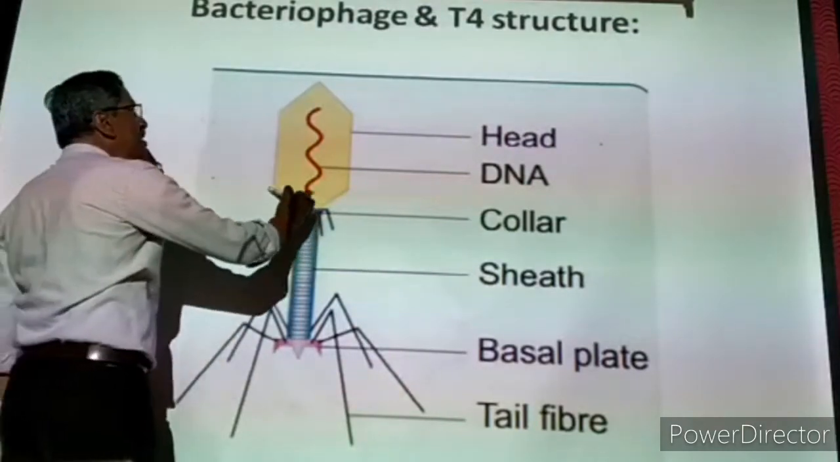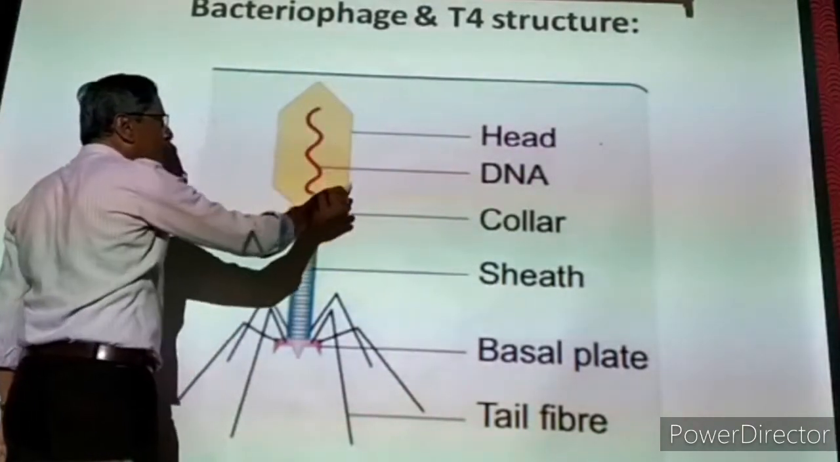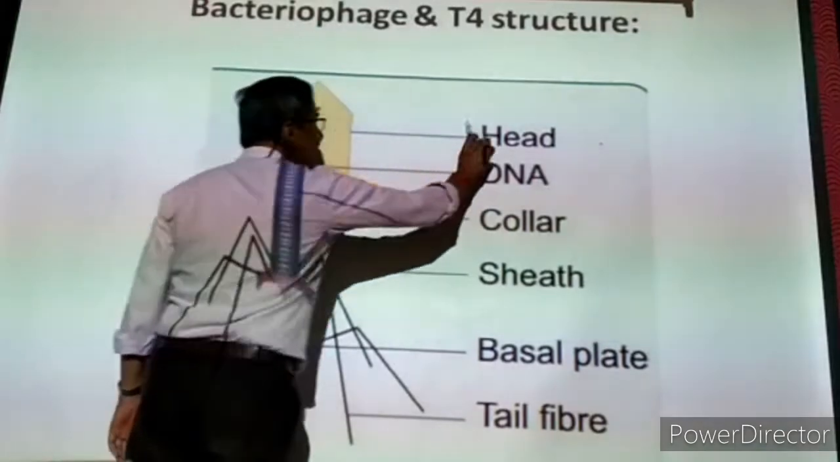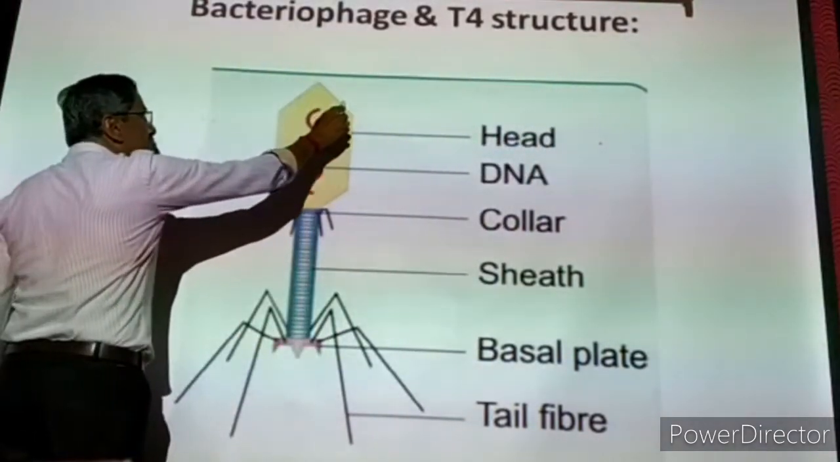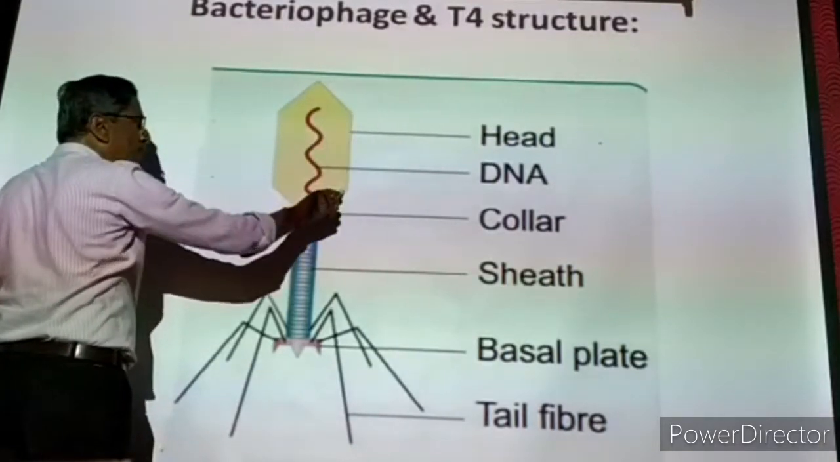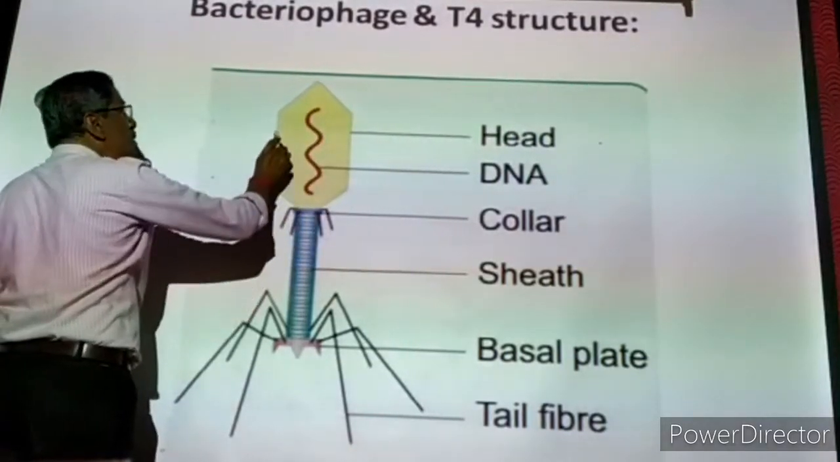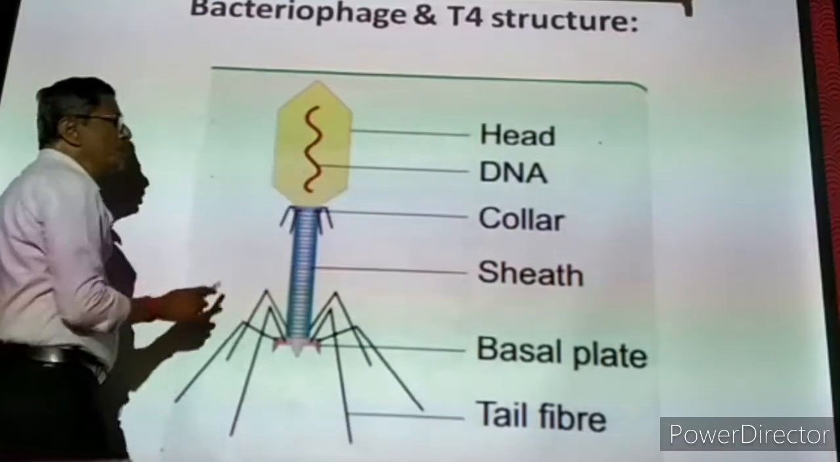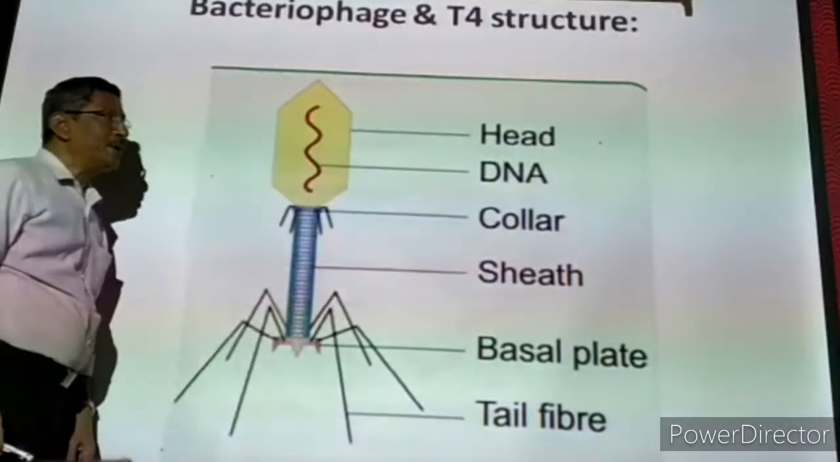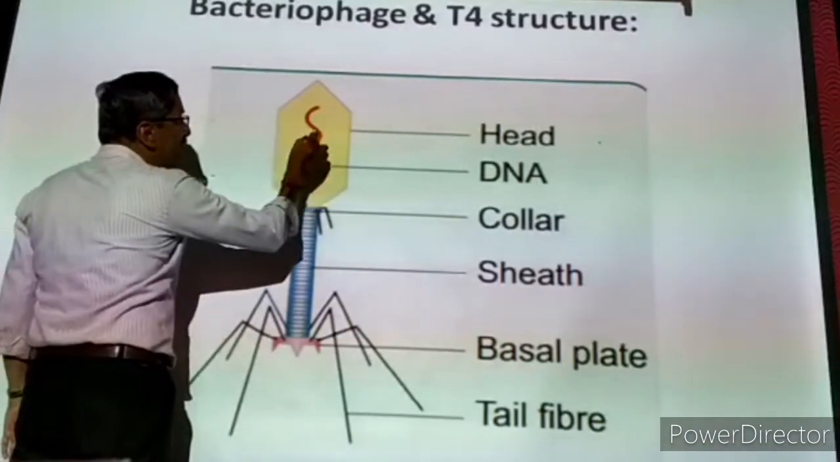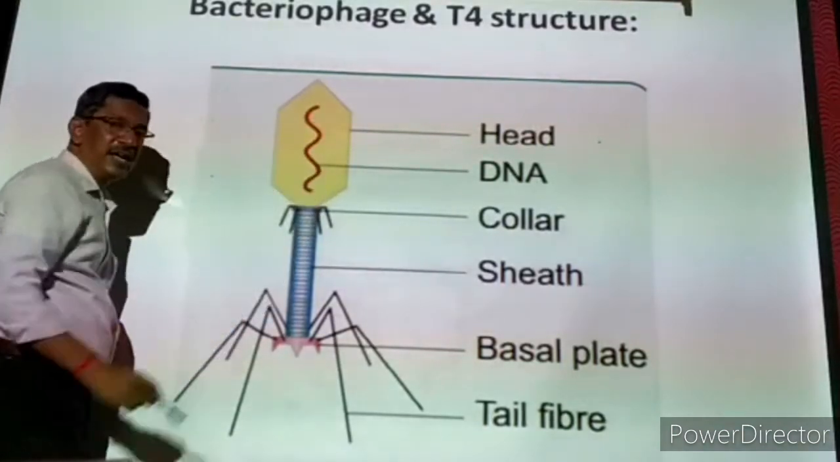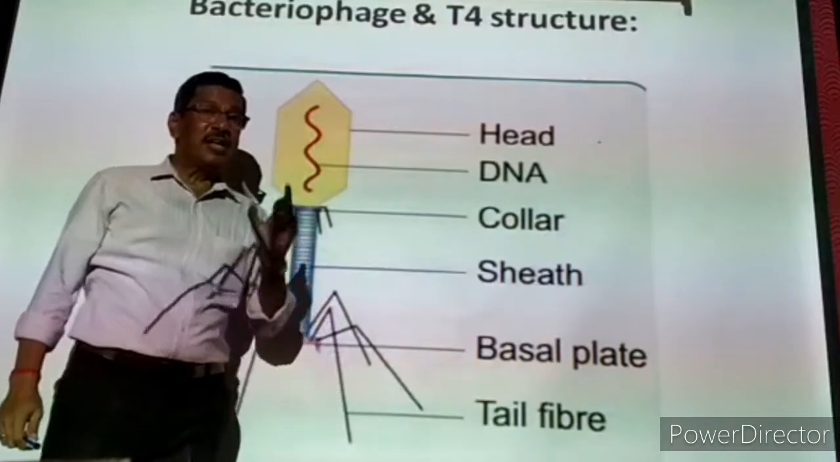It has an anterior elongated broad portion. This broad portion is the head. In the broad portion, at the outermost region, we can see the outer protective covering. It is called the protein coat. This protein coat is also called a capsid. Inside the capsid, we can see DNA. The bacteriophage has DNA.